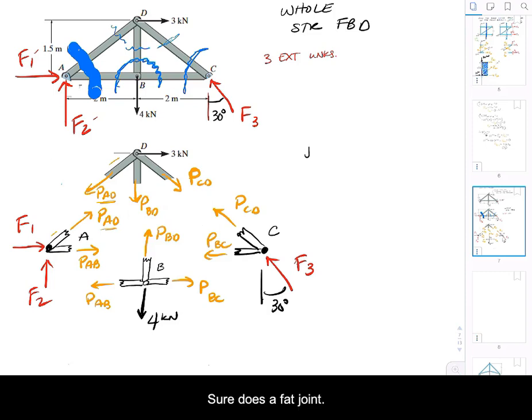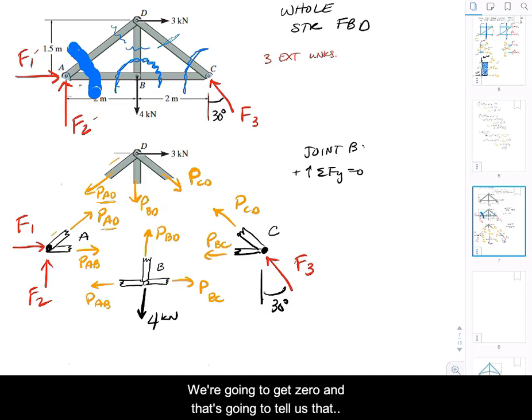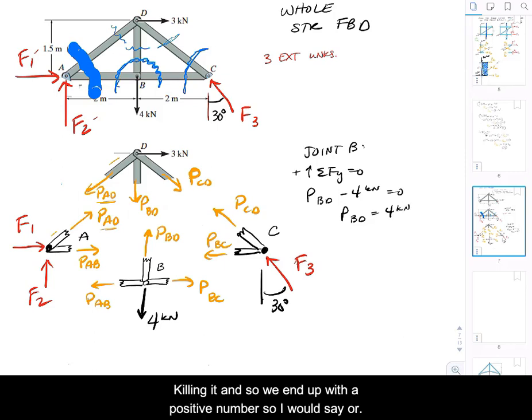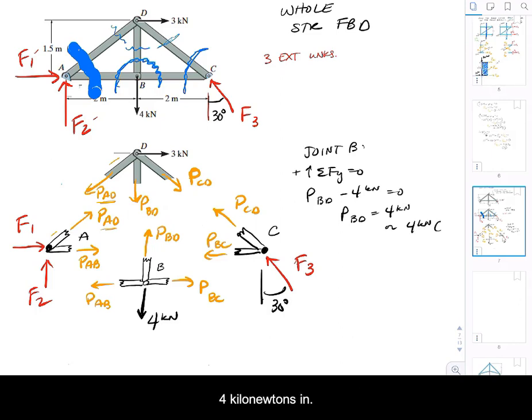And it sure does. At joint B, if we sum forces in the y direction, we're going to get 0, and that's going to tell us that PBD minus 4 kilonewtons equals 0, giving us PBD is equal to 4 kilonewtons. So we end up with a positive number, so I would say 4 kilonewtons in tension.